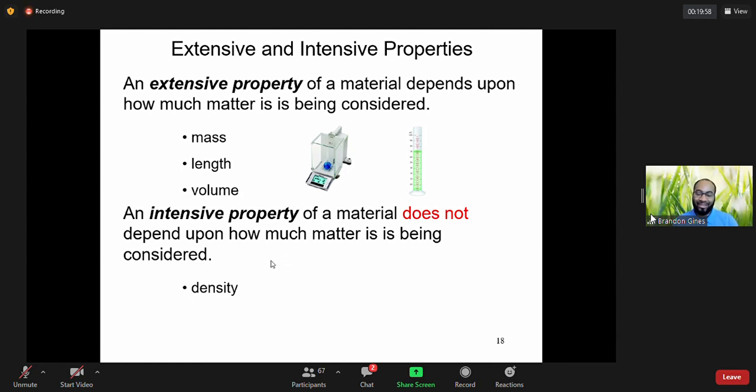Anyway, the temperature of something doesn't depend on how much material is there. And also color, right? You're looking at a smaller apple versus a larger one, and they're both red apples. The color property of the apple is red, no matter the size. So make sure you have a good grasp of the difference between those two.